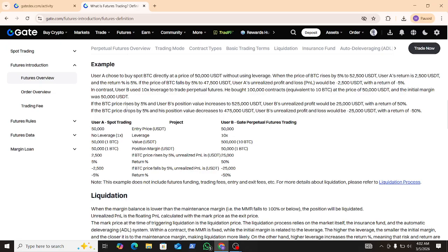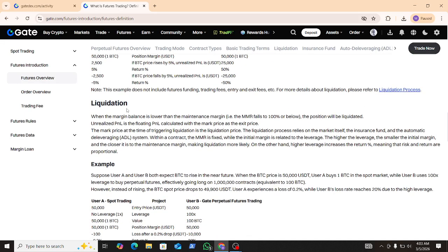Note, this example does not include funding, trading fees, entry and exit fees, etc. For more detail about liquidation, please refer to the liquidation process. Liquidation.